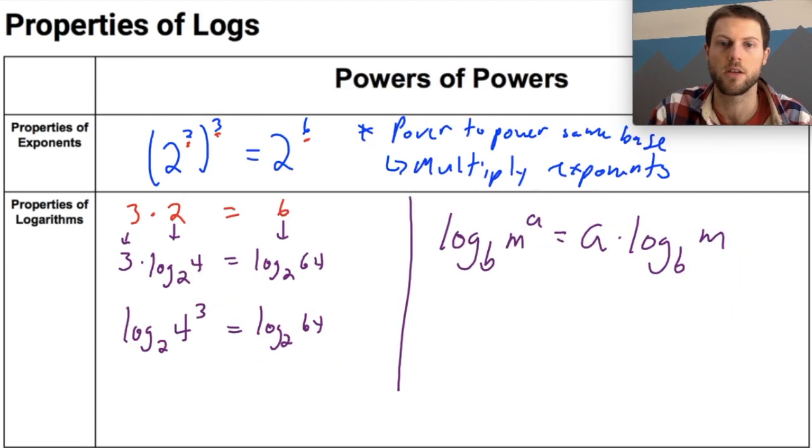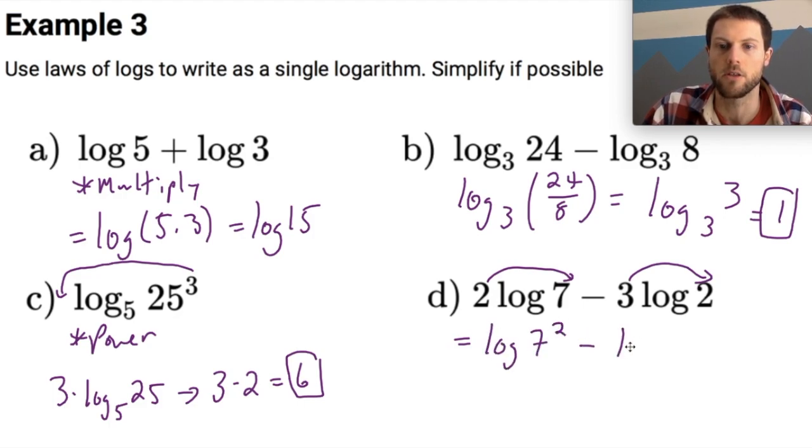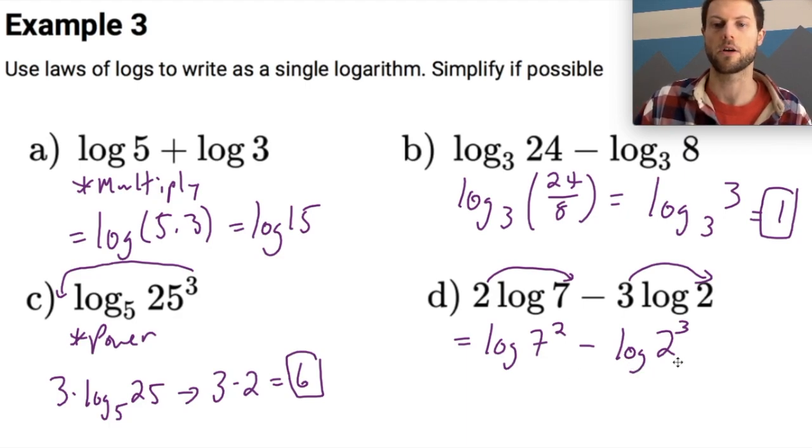So what I need to do is make this look like just a log with one input. That means I'm going to first start off by taking my power property and convert these into log base 7 of 2 minus log of 2 cubed. And I think I just did base 7, but this is base 10. So this is log of 7 squared minus log of 2 cubed.